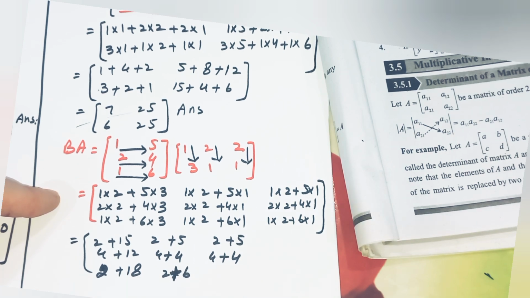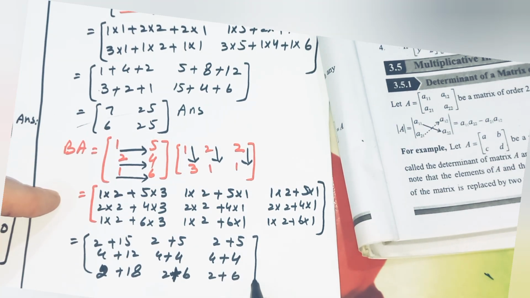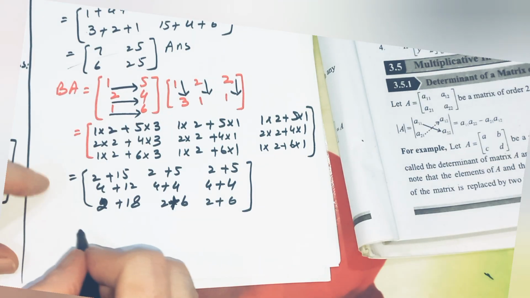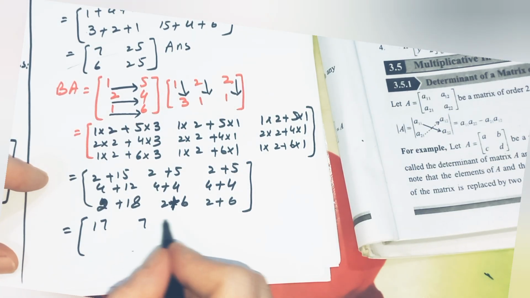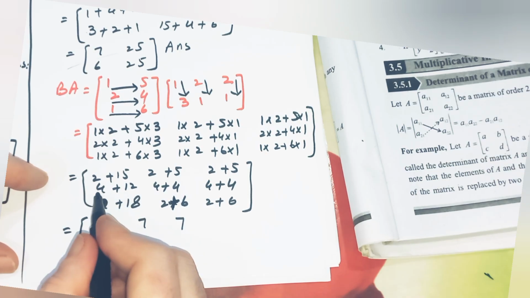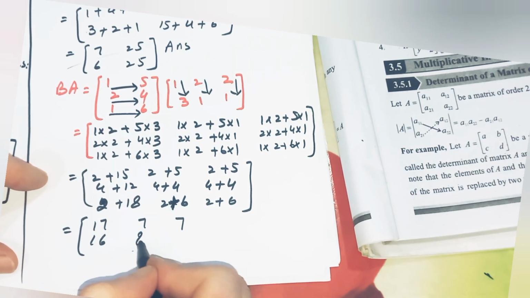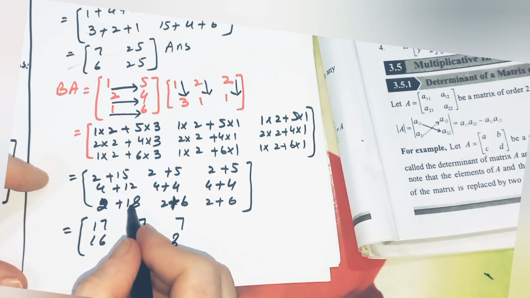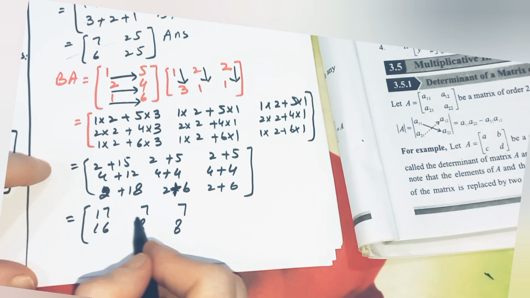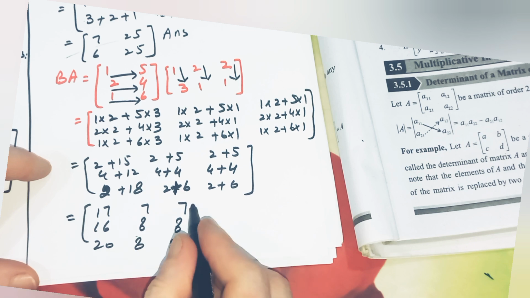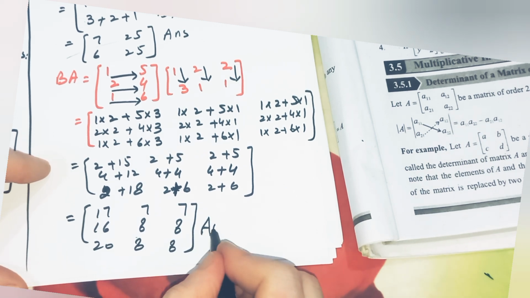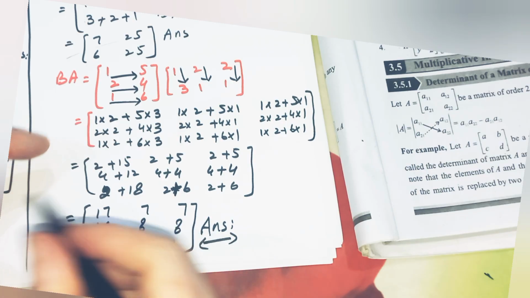You must solve this question with an open mind. 1 into 2, 2 and 6. Don't miss any value, any sign. 5 and 17, 7, 7. 12 and 4, 16, 8, 8. And the 2 and 18 is 20. 8, 8. All right, this is the answer of our question, and we completed our question number 1.